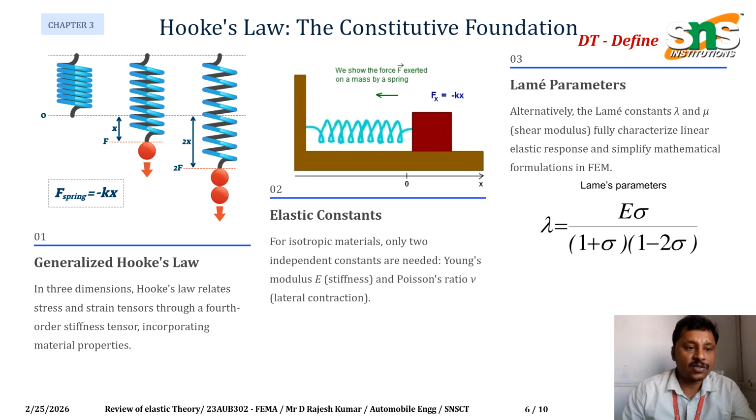So Hooke's law. What is Hooke's law? Hooke's law describes the constitutive relationship between stress and strain. In three dimensions, Hooke's law relates stress and strain tensors through a fourth order stiffness tensor that incorporates material properties. For isotropic materials, materials with the same properties in all directions, we only need two independent elastic constants. They are nothing but Young's modulus, denoted by capital E, and Poisson's ratio.